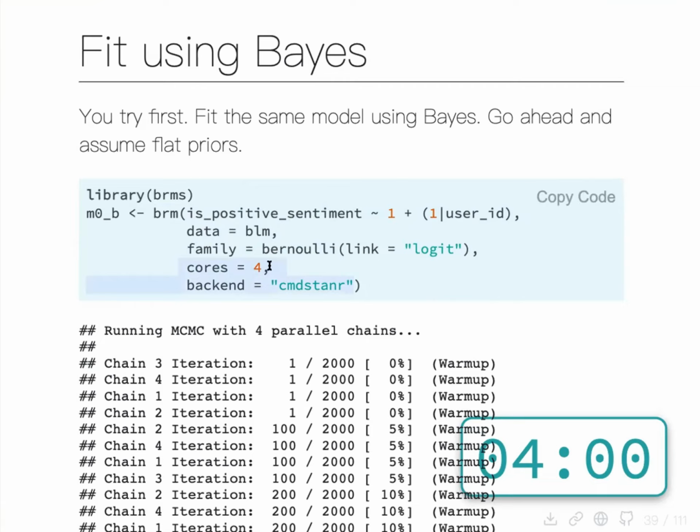So I have cores set to 4 because I have 4 chains. Having additional cores is not going to do any good. But specifying cores equal 4 means it'll run all 4 of those chains at the same time. That's why you can see it goes chain 3, 4, 1, 2, 2, 4, 1, 3. It's just running them all concurrently.